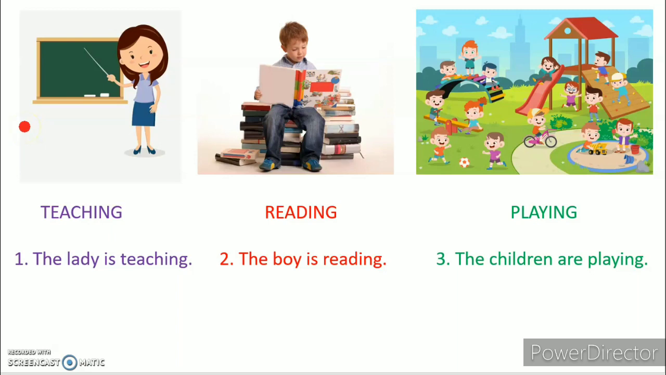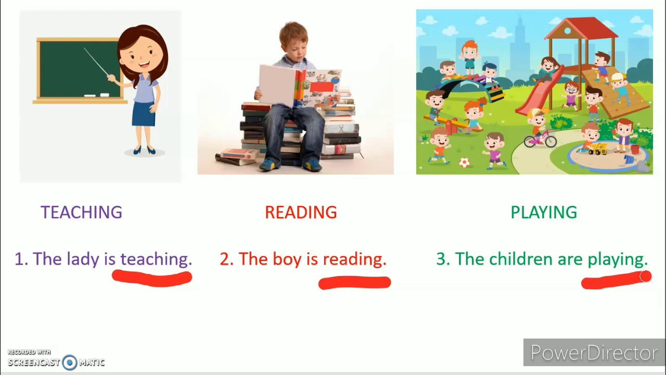In the first picture, what is the lady doing? The lady is teaching. So teaching is the action that she is doing and therefore teaching is the verb here. In picture 2, what work is the boy doing? The boy is reading. So reading will be our verb. In picture 3, what work or what action are the children doing? The children are playing. So playing will be the verb here.